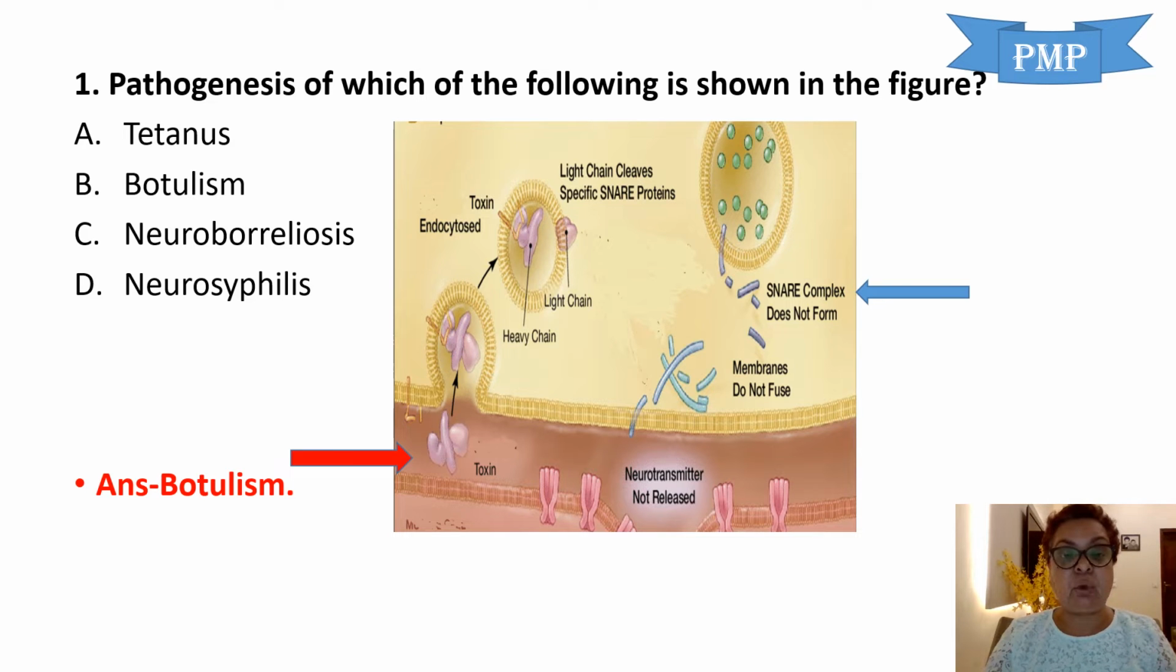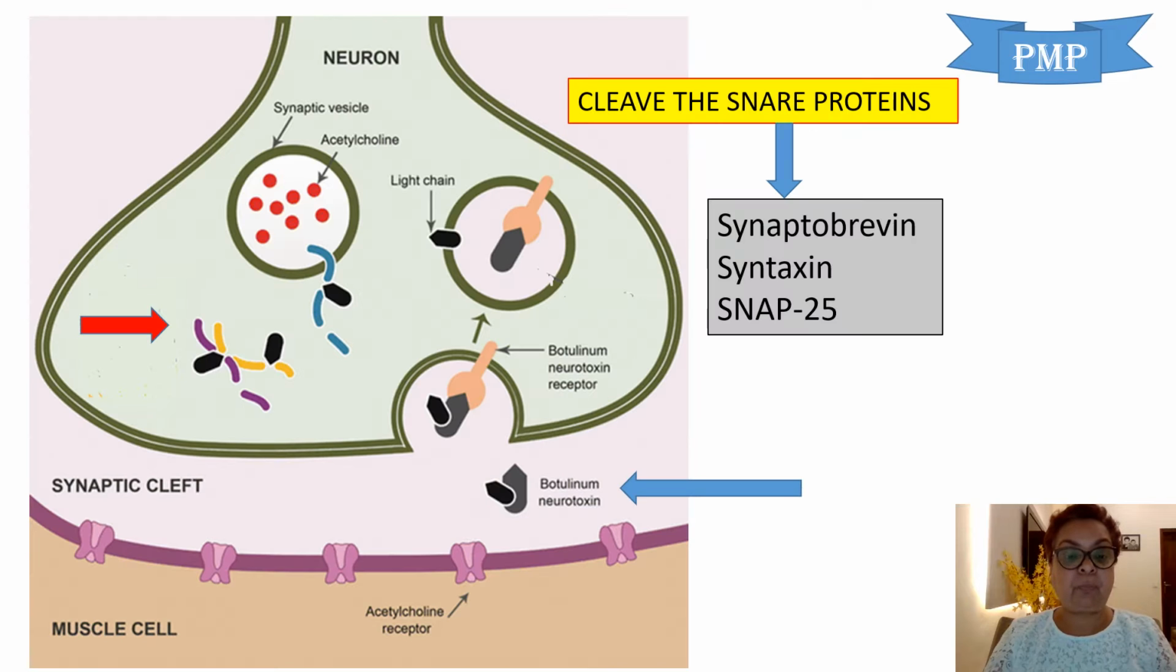Now let us look at this figure here. This is a figure showing the neuromuscular junction where acetylcholine is released. The toxin, what is it doing? It is the botulinum toxin, where the blue arrow is, undergoing receptor mediated endocytosis. Then there is the light chain. The heavy chain is the binding part of the toxin. The light chain moves out from the endosome, and then it goes and cleaves the SNARE group of proteins.